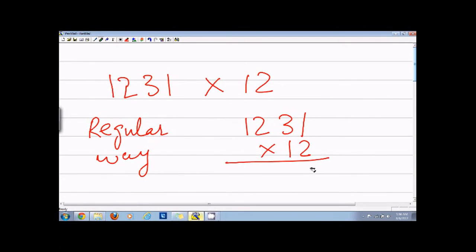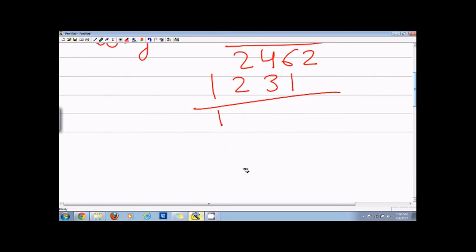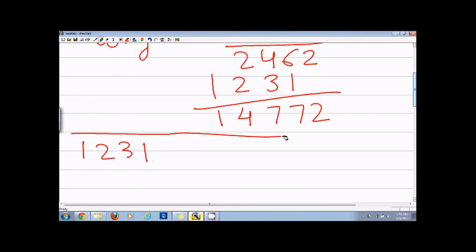In this case I will say 2 times 1 is 2, 2 times 3 is 6, 4, 2, and then 1, 3, 2, 1, and then adding gives 1, 4, 7, 7, 2. Now if I look at the problem again, 1, 2, 3, 1, I will use my own way to multiply it by 12.